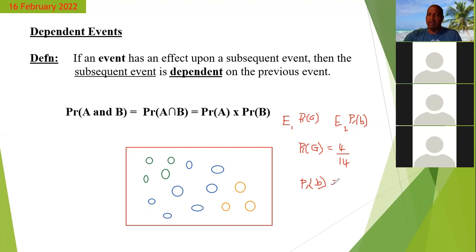Now, if in the first event, when we draw the green marble, we took that marble out and did not replace it in the bag, would it affect the probability of drawing a blue marble?